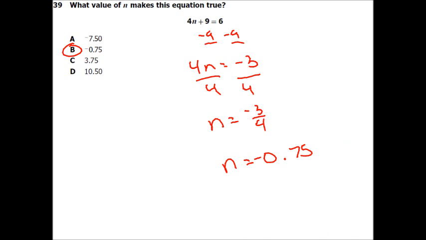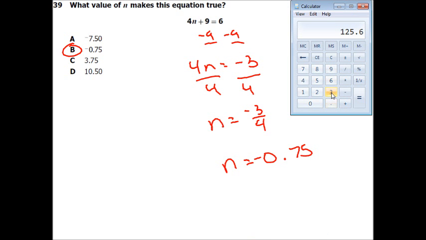But if we didn't know how to do that, we could bring up our calculator. We could just go negative 3 divided by 4 equals negative 0.75.